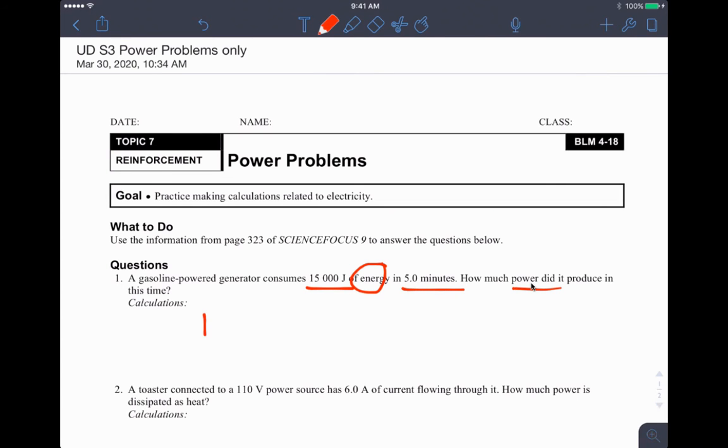Well, power is represented by capital P. And if I have energy and I have time, the formula that will work for me is energy divided by time. So in this case, I have the energy, and whatever that number is, use it. Sometimes it can be really large because a joule is not a very large amount of energy. It's quite small. So if you have 15,000 joules of energy, what you need to catch, though, is that a watt is a joule per second.